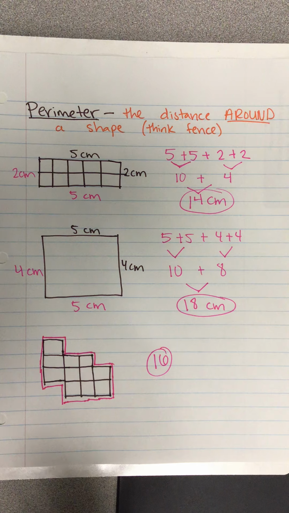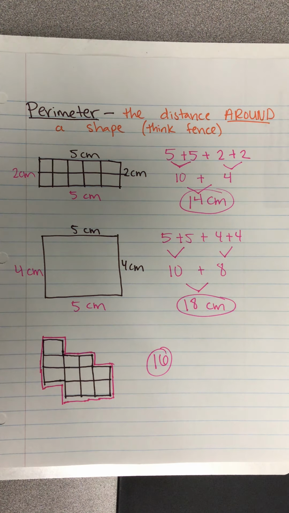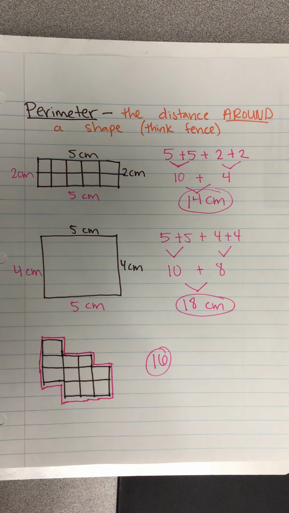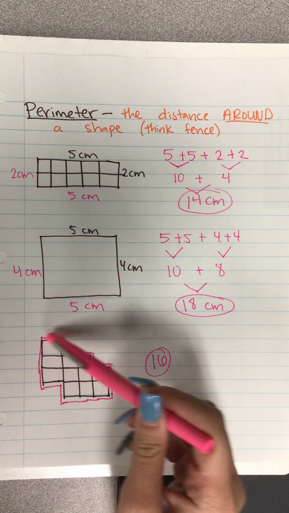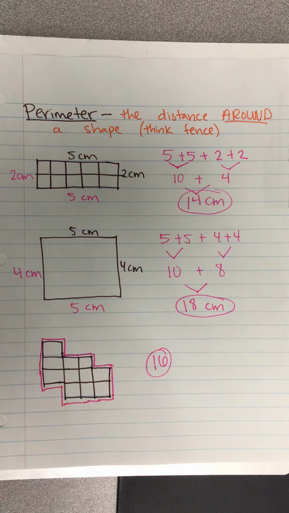Okay, so again, if you just know that perimeter, you're counting up the distance around the fence and you're just adding up all the sides. And then for these irregular shapes, you're just counting those lines around it to find the perimeter.